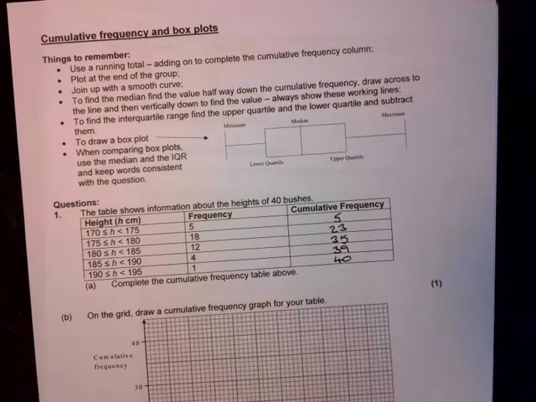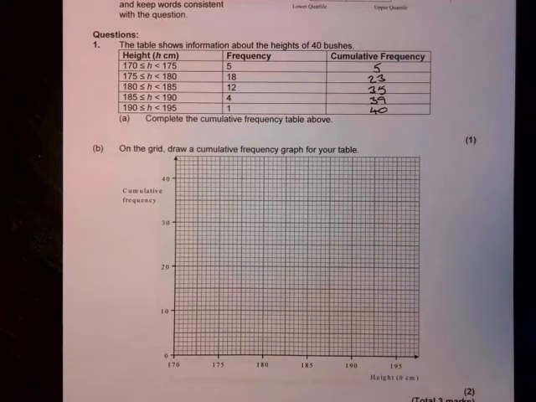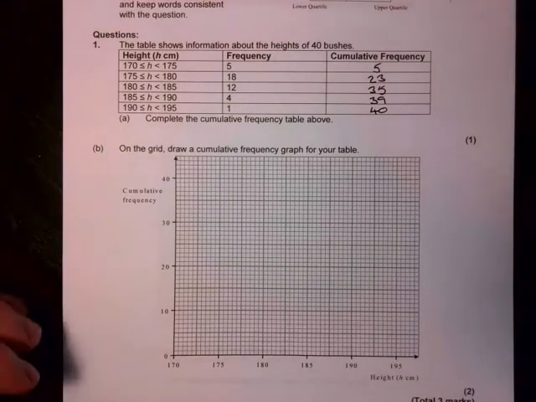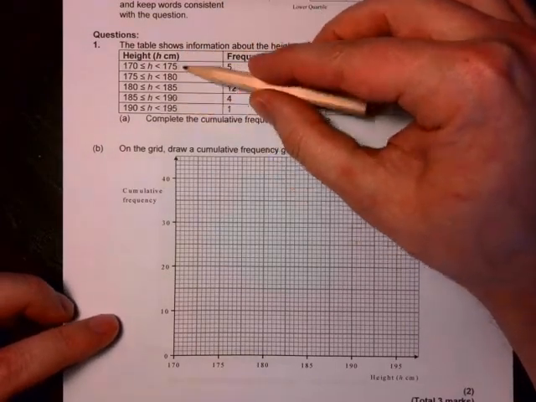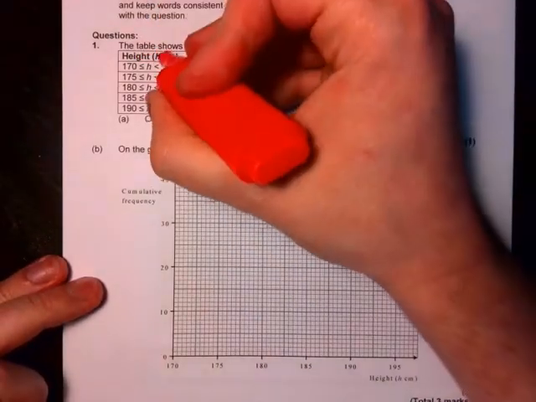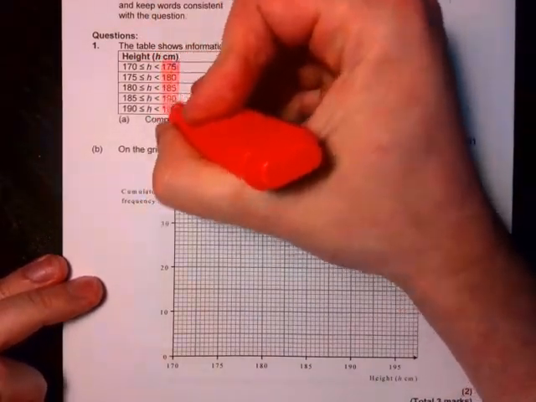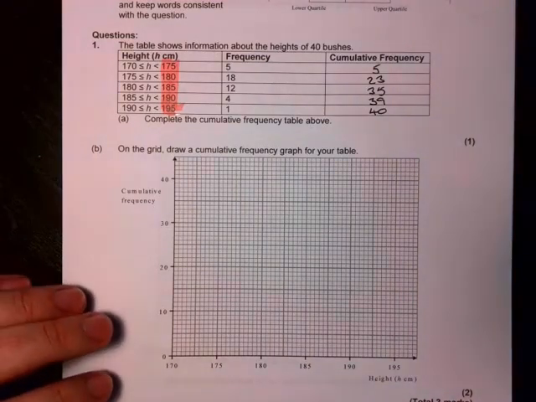Now we have to plot this. Cumulative frequency curves, there we go. We plot to the upper bound, so that means for each group we are going to plot to this number here. Let's just highlight that so we don't get confused later on. So that is where we're plotting on the x-axis, and on the y-axis we're going to plot our cumulative frequency.